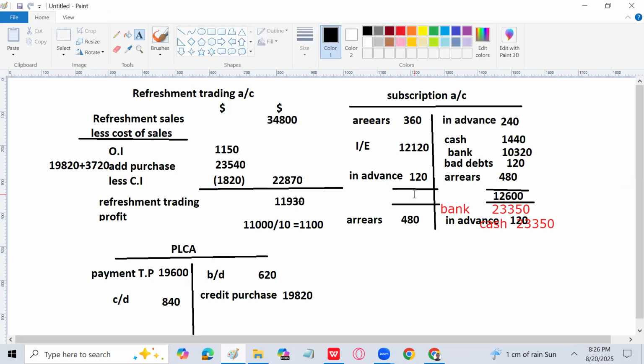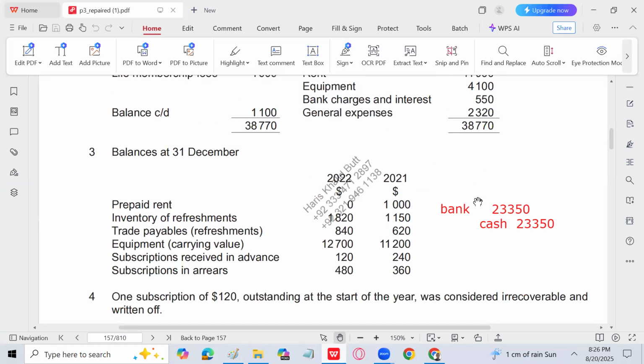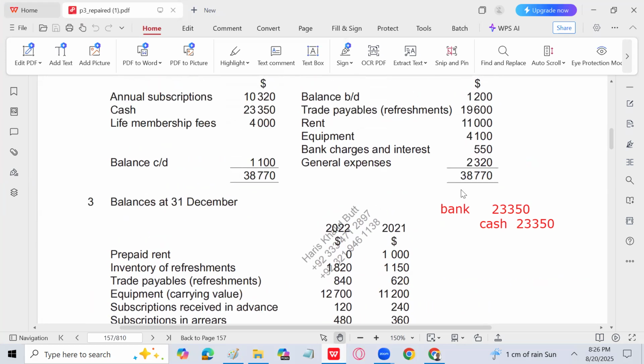as income 12120. And also we will write the income, which is the investment trading profit 11930, also in the income and expenditure account. And we will subtract the expenses, which is bad debts 120. Yes, bad debts will come as 120 because bad debts is an expense for the business. Then comes the depreciation on equipment.